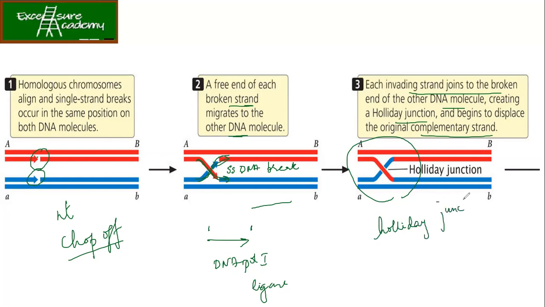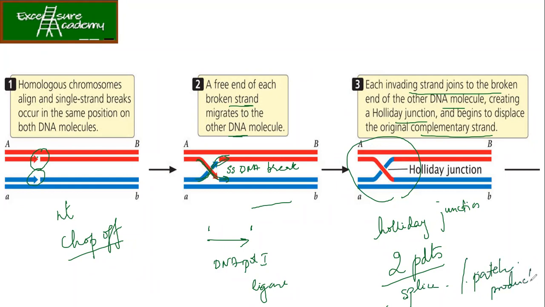Now, the person Holliday also suggested that, depending on the alignment, how this junction is being formed, it is going to have two products. Okay? Either recombinant products or non-recombinant products, crossover products or non-crossover products. We have other words also. They are also known as splice products or patch products. Okay? These are all different names but they all mean the same. Is this much clear to everyone? Right now we have only gone up to the Holliday junction.